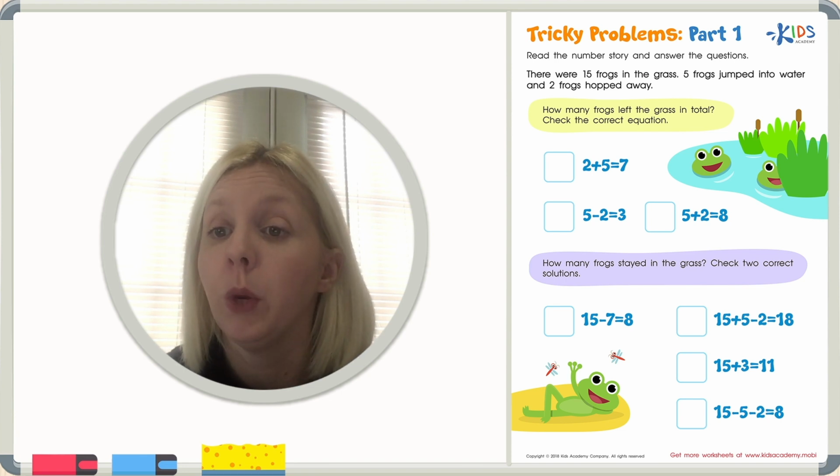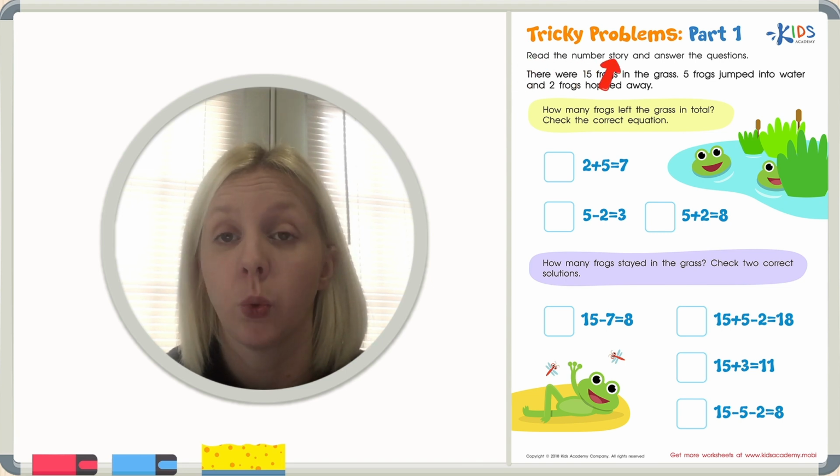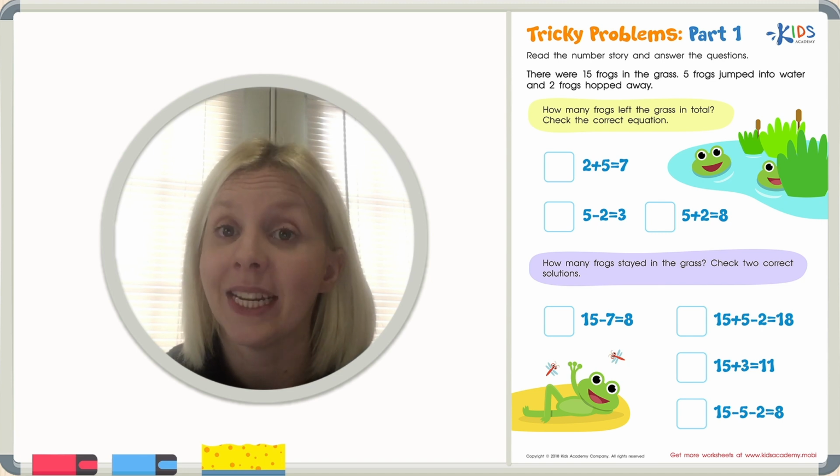We've got tricky word problems part 1. And it says, read the number story and answer the questions. What we're going to do is we're going to read the number story 2 times. The first time we're going to read it to understand what the story is talking about. And then the second time we're going to read it to figure out what to do with the numbers in the story. Okay, are you ready?